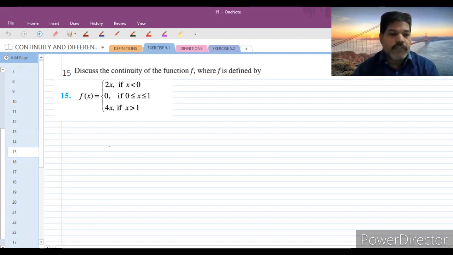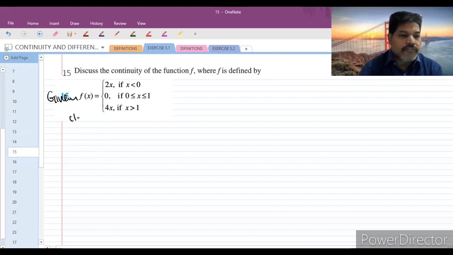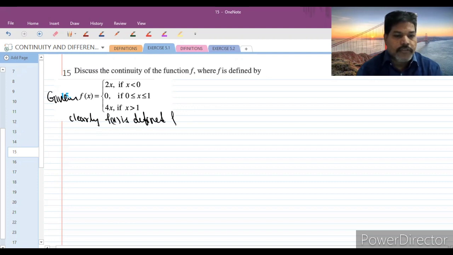Okay, so see that one first. What is the given problem? First we have to take the given. Given f of x is equal to 2x if x less than 0, and it is 0 if 0 less than or equal to x less than or equal to 1, and 4x if x greater than 1. So clearly f of x is defined for all real numbers.